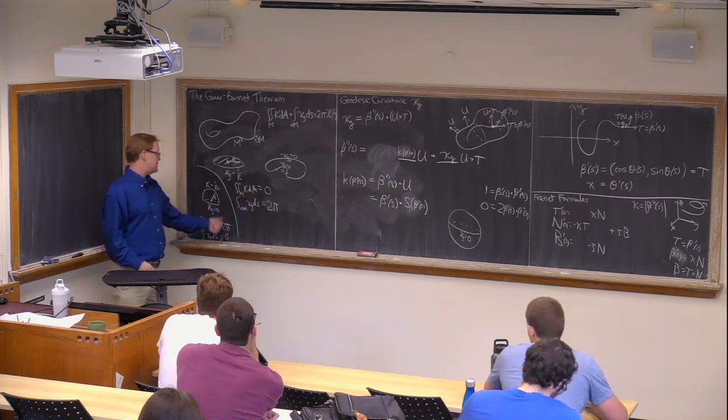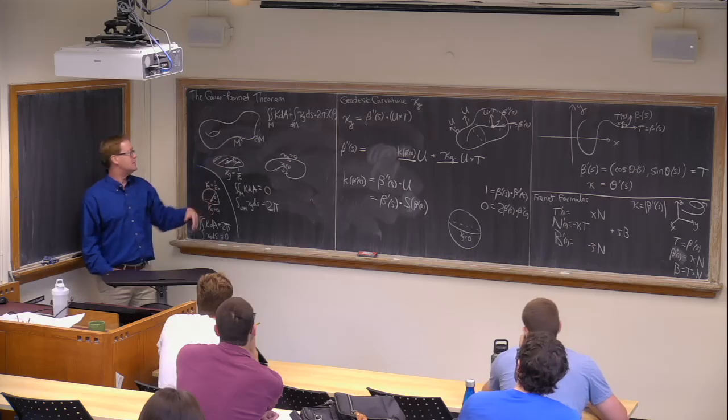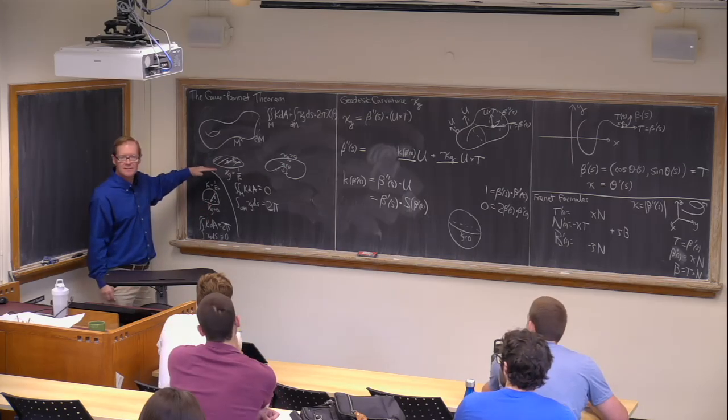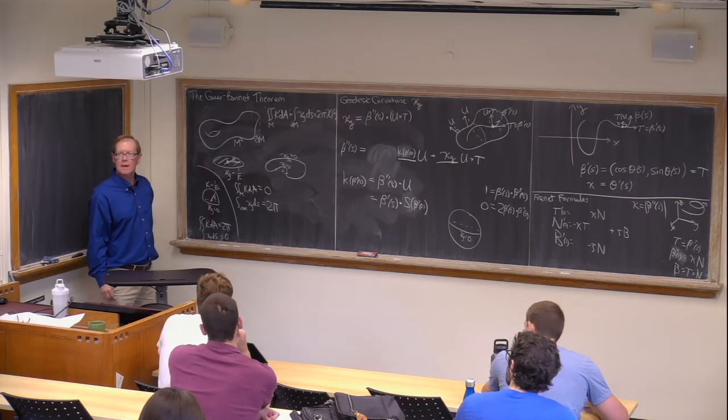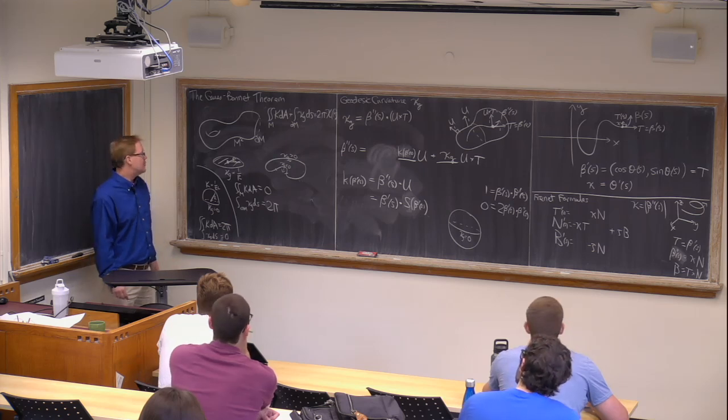In both cases, notice that it adds up to 2 pi total, which is good because the Euler characteristic of a disk is 1. And so those are two examples of the Gauss-Bonnet theorem in action.